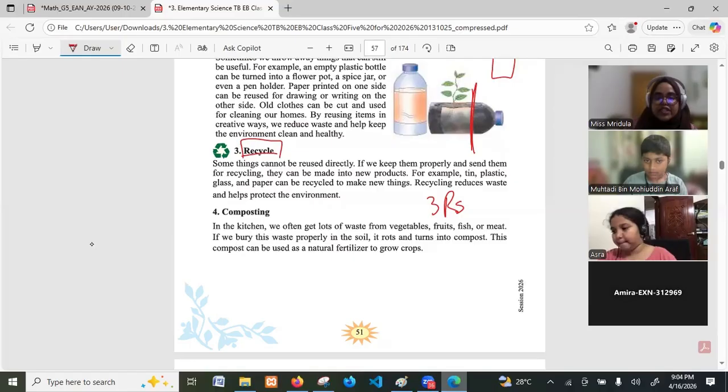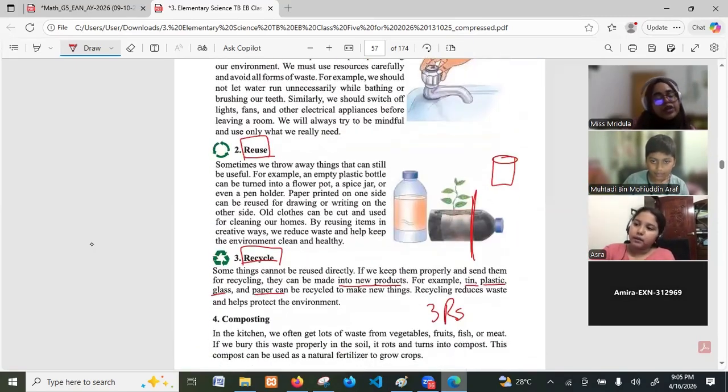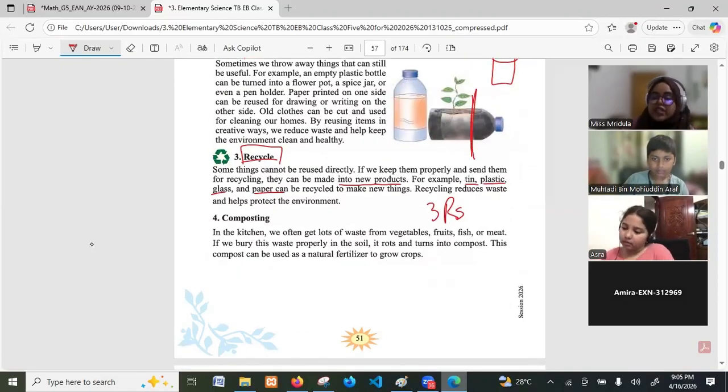So they are made into new products. For example, tin, plastic, glass, and paper can be recycled to make new things. Recycling reduces the waste and helps protect the environment. So all these reduce, reuse, and recycle things are basically doing what? Reducing the waste and also keeping our environment clean.